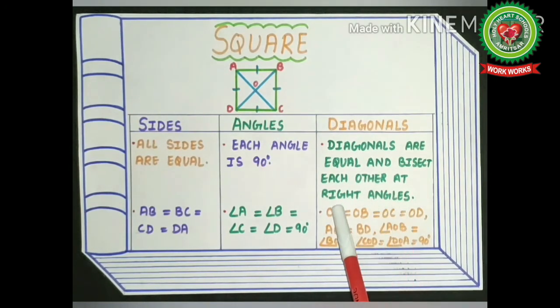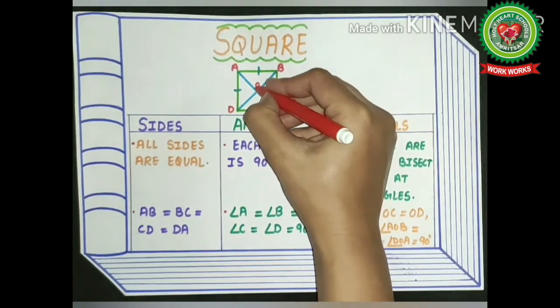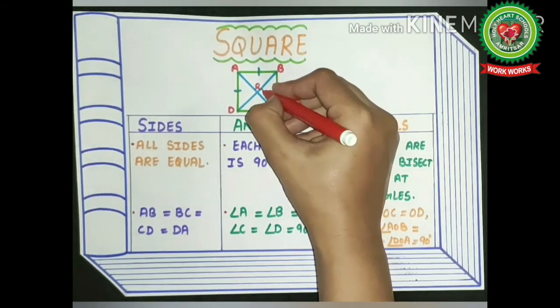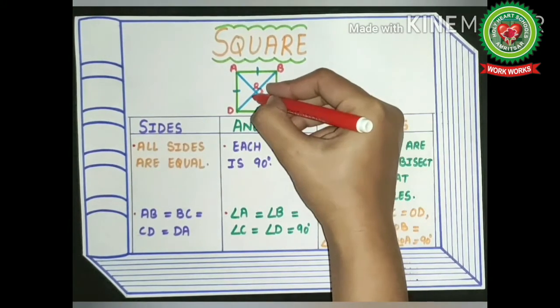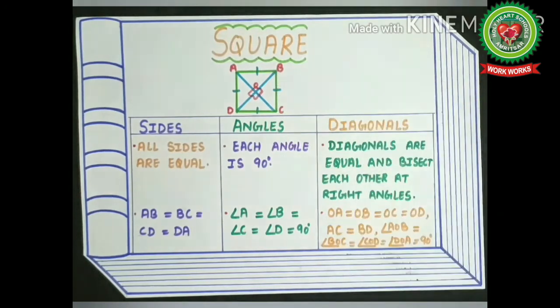Next, at right angles. Bisect each other at right angles. So right angle means AOB, BOC, COD and DOA. These are 90 degrees.